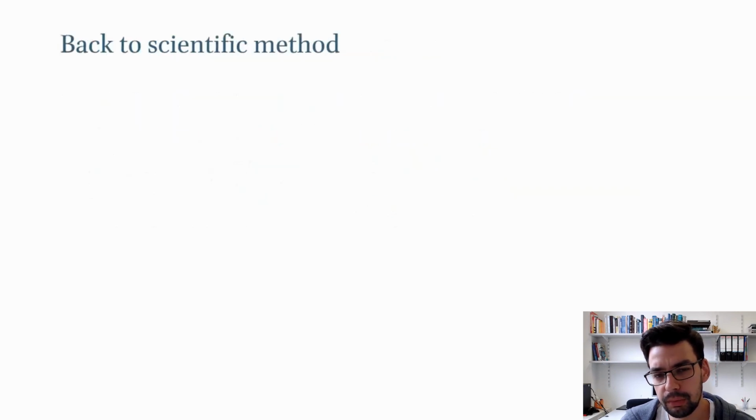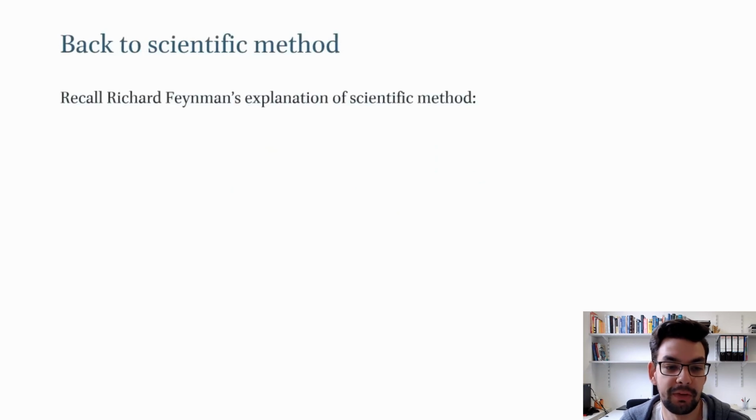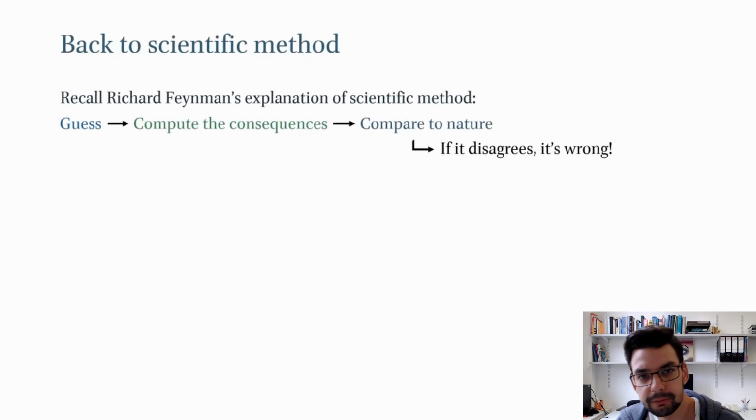So let's briefly return to scientific method. Recall what Richard Feynman said. Well, scientific method works like this. First, you guess. Of course, you want a good guess. A good guess is one that explains something.